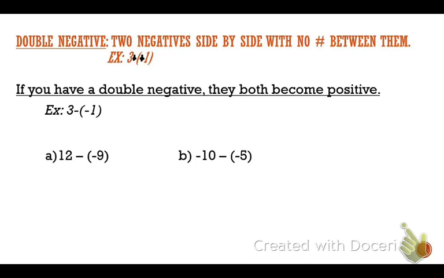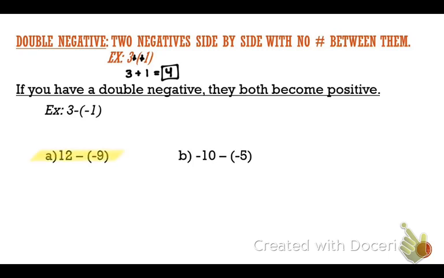Now, this sounds silly. 3 minus negative 1 becomes 3 plus 1. That just means 3 plus 1. And guys, what's 3 plus 1? 4. So, technically, 3 minus negative 1 means positive 4. Just remember, when you see negative signs side by side with no number between them, we will always make them a positive. So let's go ahead and go down here to example A.